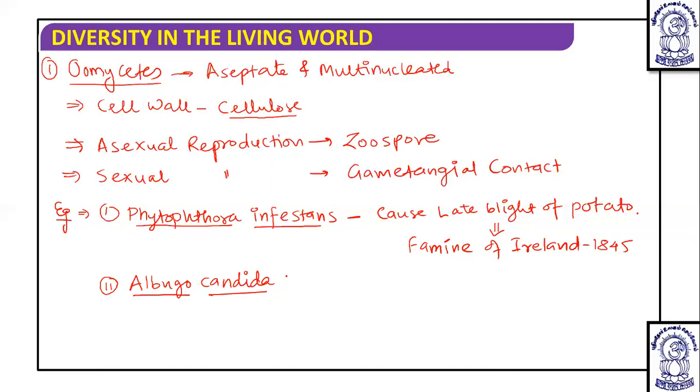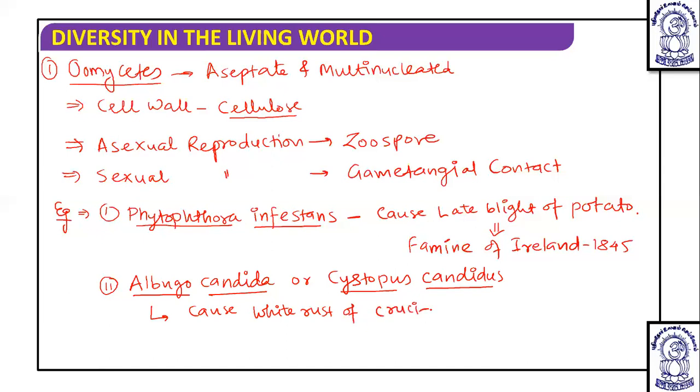And this Albugo candida or Cystopus candidus causes white rust of crucifers, in which white spots are developed on the members of the Cruciferae family, specifically on the leaves. Apart from this too, the third example is Pythium debaryanum.